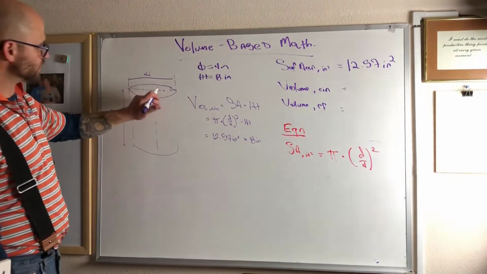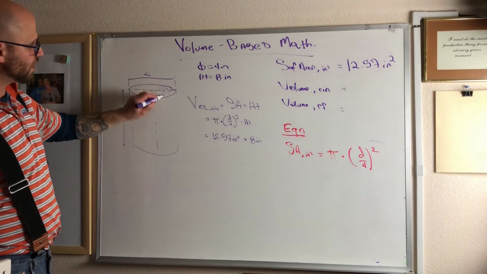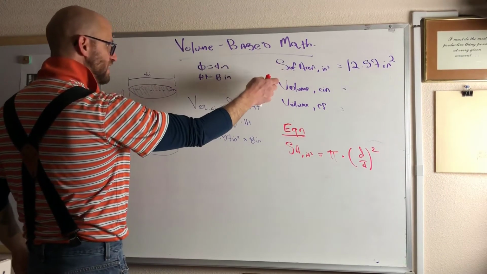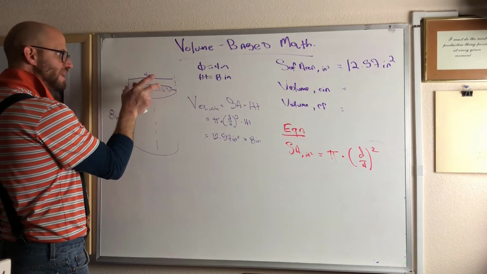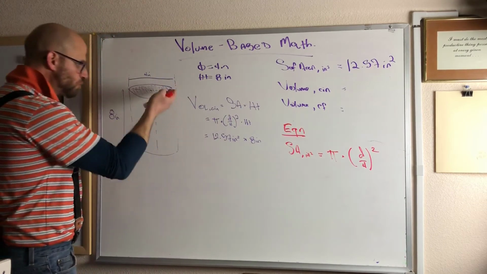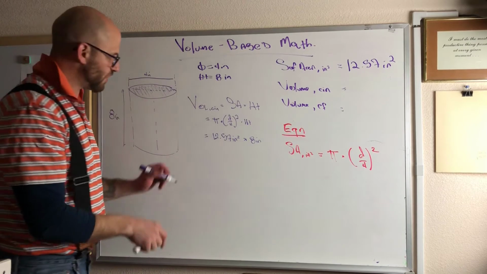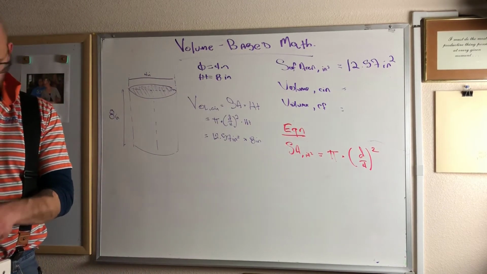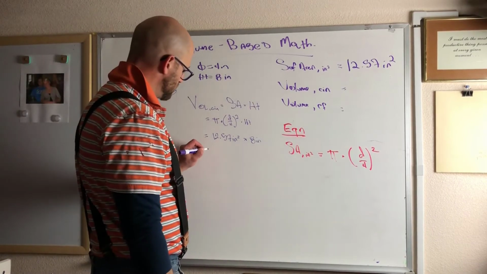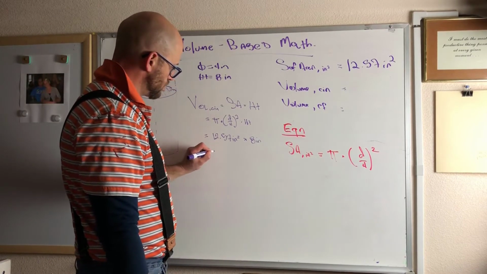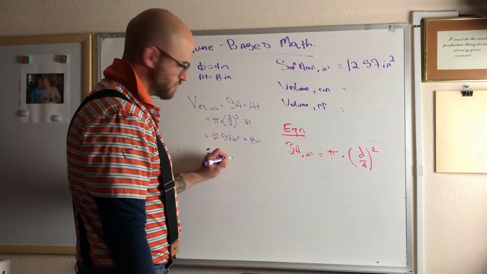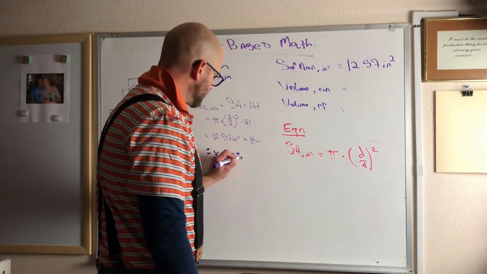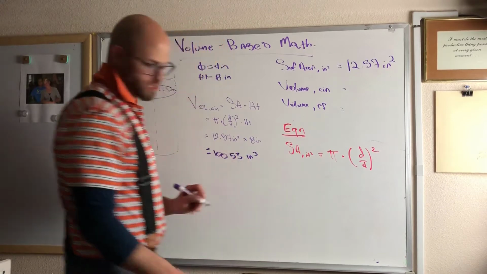Right? So we started off, we got our surface area. Now that's what this 12.57 is. Now we want to multiply that surface area by our total height, our 8 inches, to get our volume. And in doing so, times 8 gives us 100.53 inches cubed.